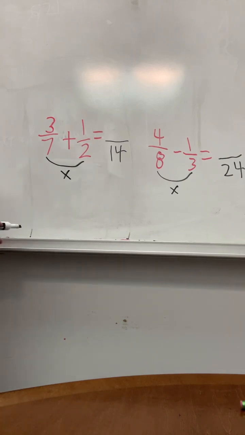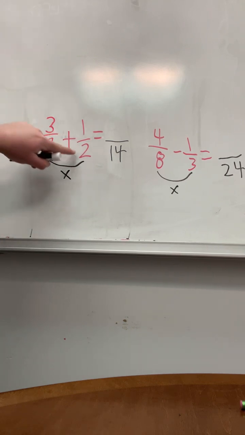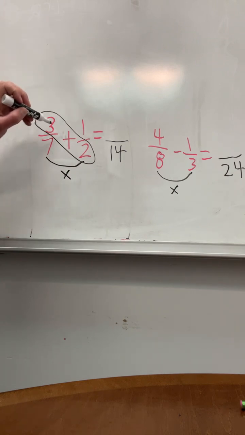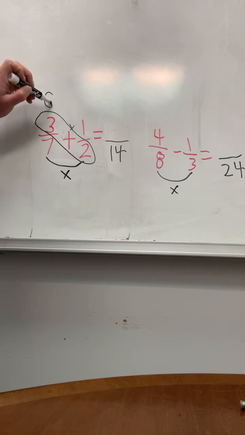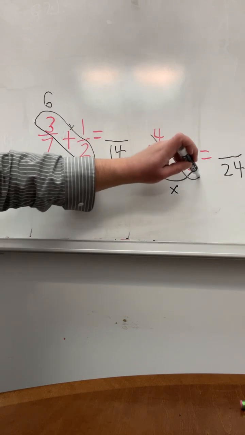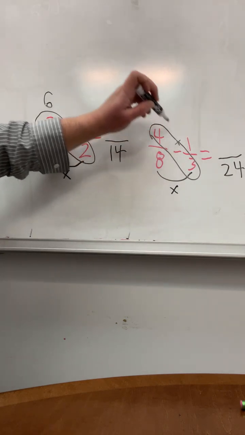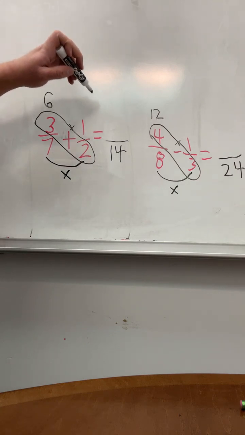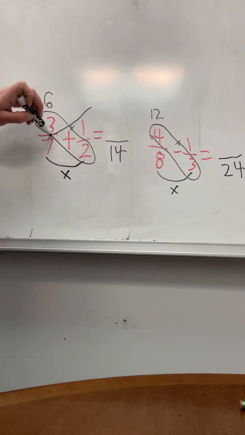Step 2, we multiply the numerator times the alternate denominator. So 3 times 2, we are multiplying these two numbers. 3 times 2 equals 6. I'm going to write the 6 above the 3 sevenths here. 4 times 3 equals 12. So again, so far it's the same. Whether you're adding or subtracting fractions, so far the steps are the same. There is one small difference, but we haven't gotten to the different step yet.